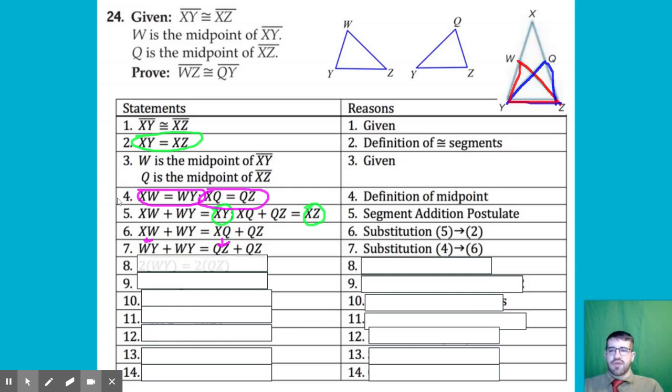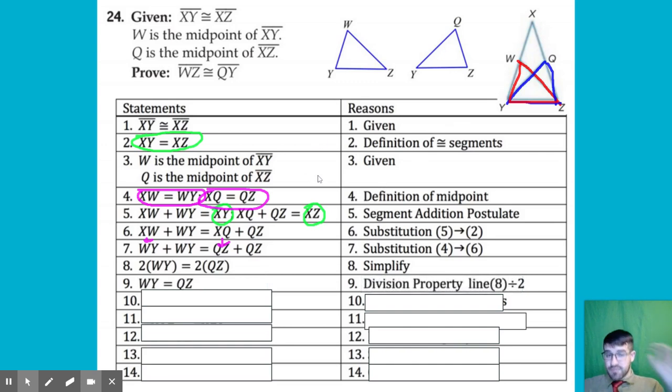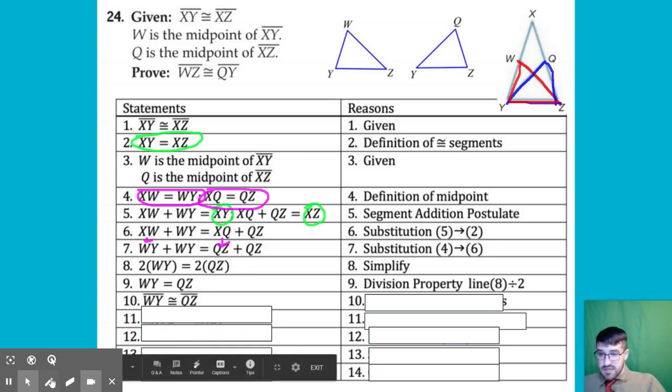Similar to how we did this in the previous problems, we get 2 times the length of WY equals 2 times the length of QZ. That's algebra there. We're simplifying, we're combining like terms. And our next step is going to be dividing through by 2. And that gives us WY equals QZ. And you can write that as the division property, line 8 divided by 2. And we want to take it back to our original format and say WY is congruent to QZ.